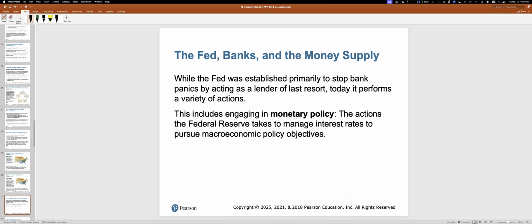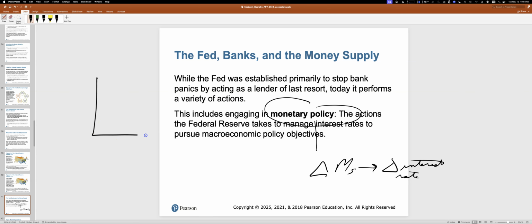So this monetary policy that they're doing, when we say that they're engaging in monetary policy, what we mean is that they're changing the money supply. Changing the money supply is going to lead to changes in interest rates. How? Well, we can just create for ourselves a very simple graph.